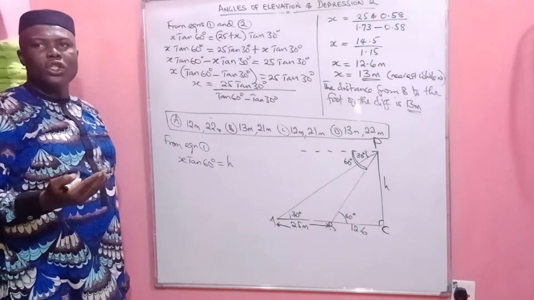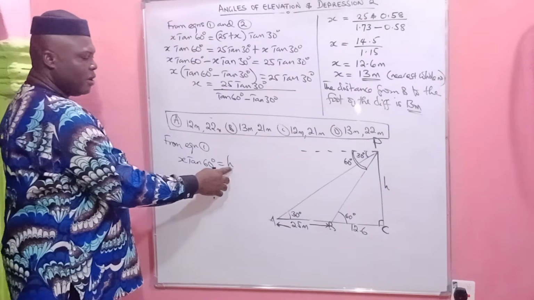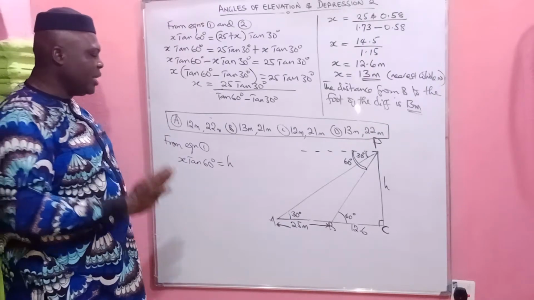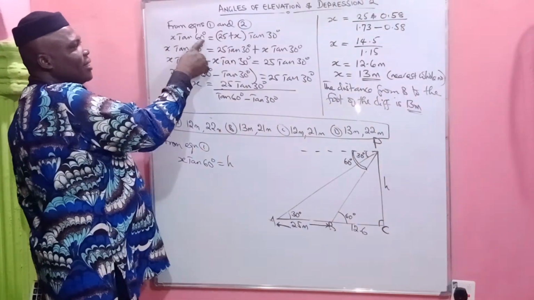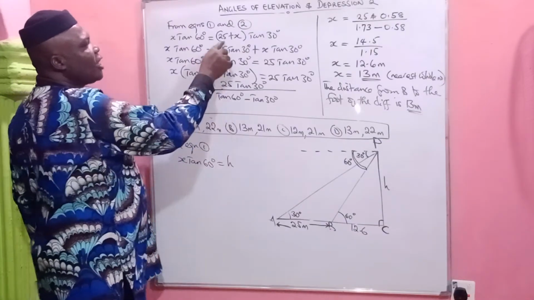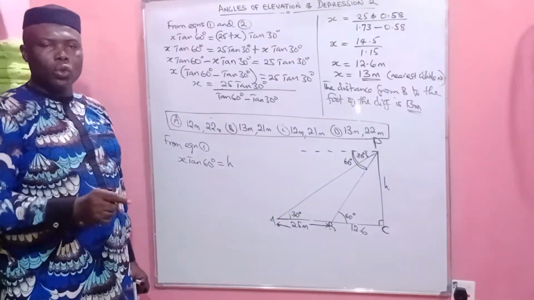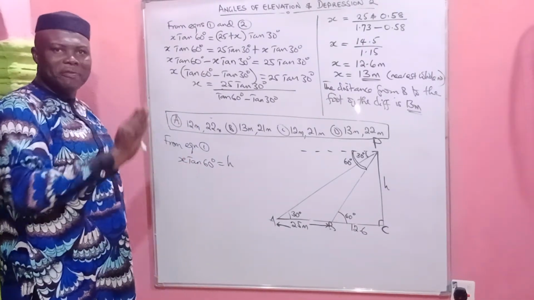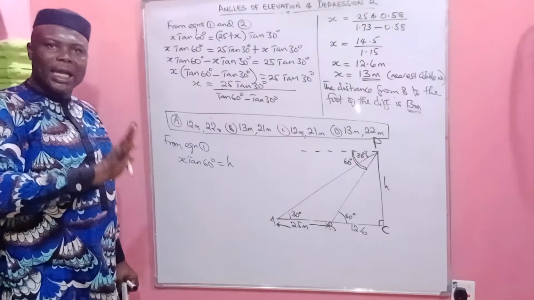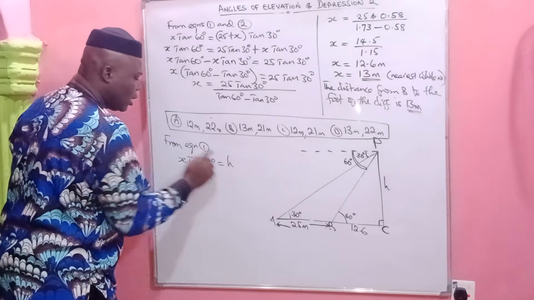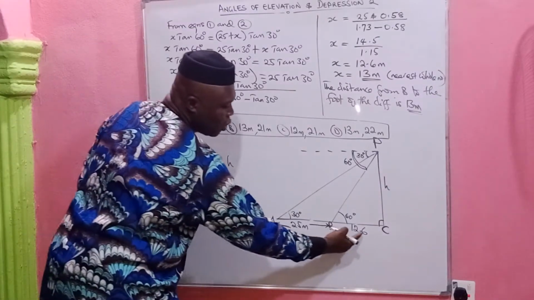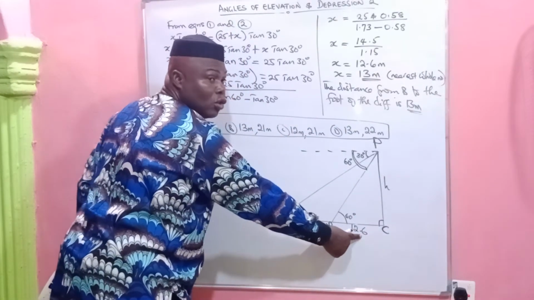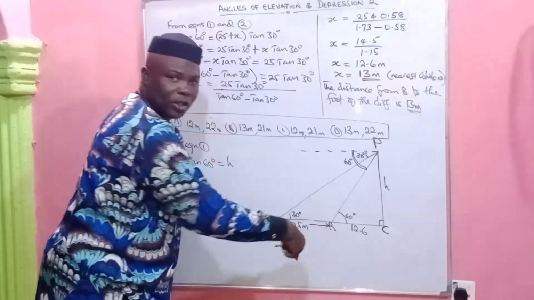So you can use either equation 1 or equation 2 to find the value of h. Whichever you use, the answer will still be the same, because h was defined as x tan 60 degrees in equation 1, and as 25 plus x tan 30 degrees in equation 2. The height was defined in terms of x, and now we have calculated x. So x tan 60 degrees is equal to the height. What is our x? It has been computed as 12.6, which was approximately 13, but we'll use 12.6, which is the unapproximated number. When we get to the answer, we can approximate.